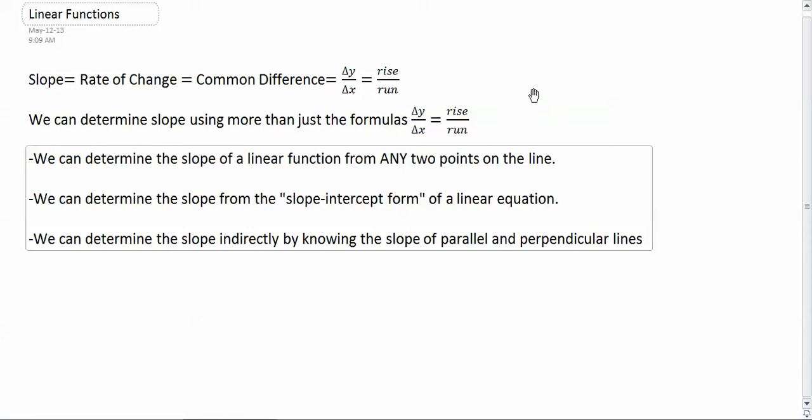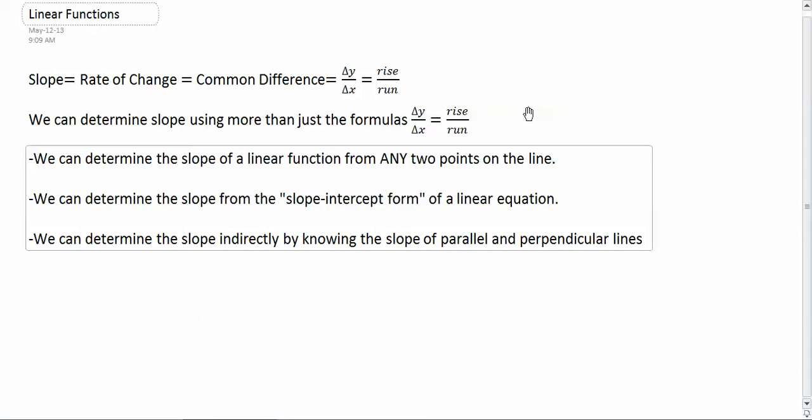So we can determine the slope of a linear function from any 2 points on the line. So given any 2 points that satisfy a given linear function, we can always find out what the slope is. And more than that, later on, we're going to be able to, from any 2 points on the line, derive what the equation for the entire line is.